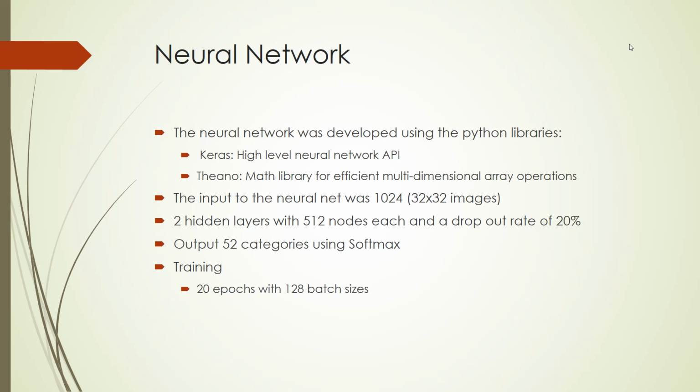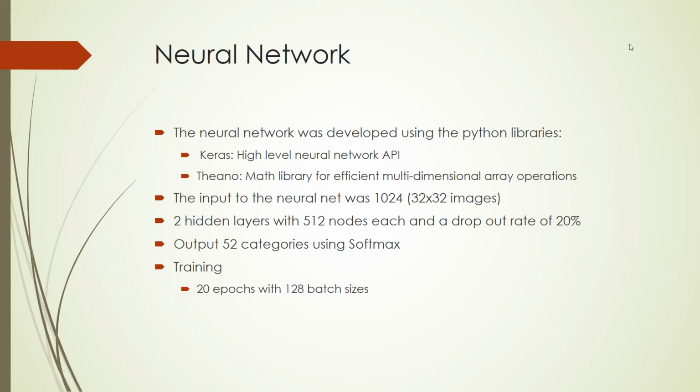The input, like I said, is 1024 for the 32 by 32 pixel images. And we had two hidden layers, 512 nodes each, at a dropout rate of 20% to help with overfitting. And finally, your 52 categories using softmax, so whichever category had the highest number at the end of the neural network won.